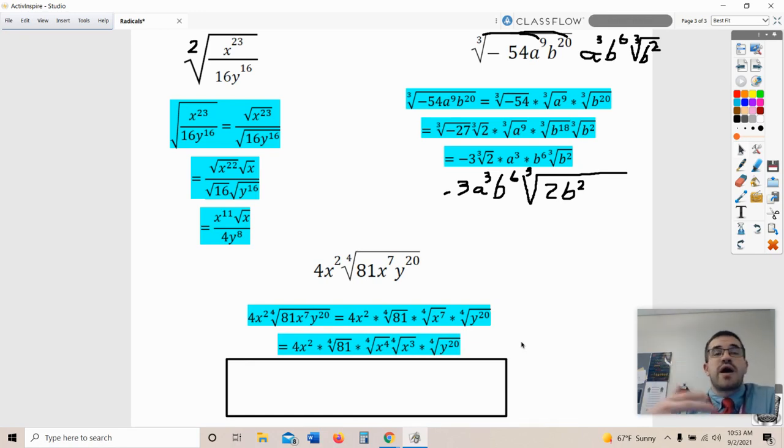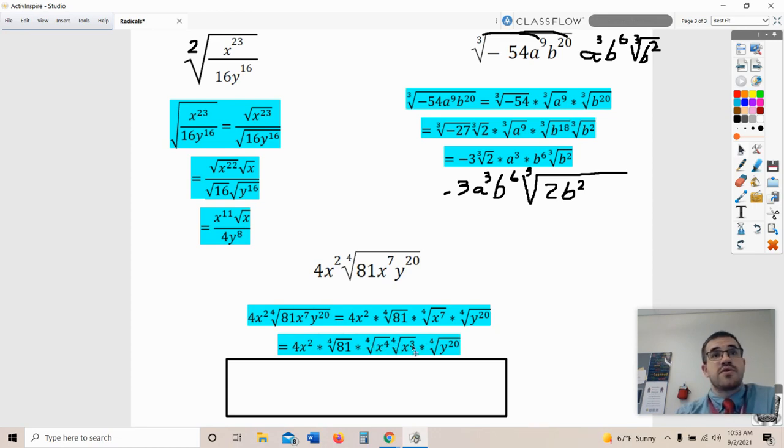This is something you would just have to practice or do by trial and error. 2 to the fourth is going to give you 16. 4 to the fourth gives you 256, so that's too high. So you go for 3, and you find out that it does equal 81. And then you do the same thing with the x. You're breaking it down into x to the fourth, x to the third, because the fourth root of x to the fourth is going to be x.